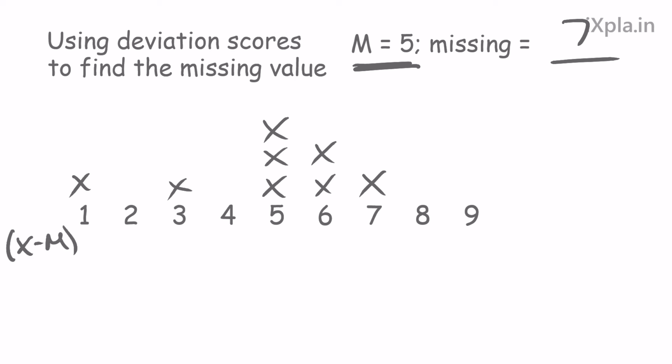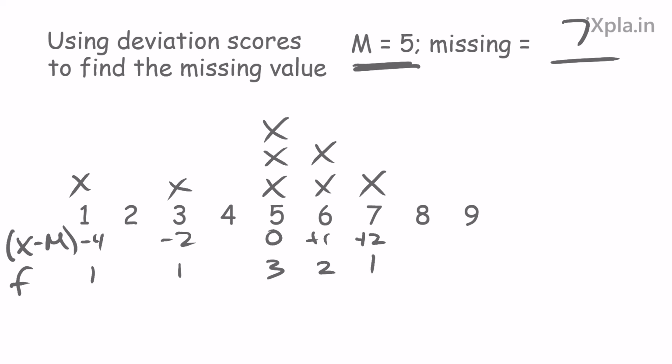So the deviation score, if the mean is 5, is going to be -4 for 1, -2 for 3, 0 for 5, +1 for 6, and +2 for 7. Now we have to take into account the frequency, how many of them we have of each value. We have 1, 1, 1, 3, 3 5s, 2 6s, and 1 7.